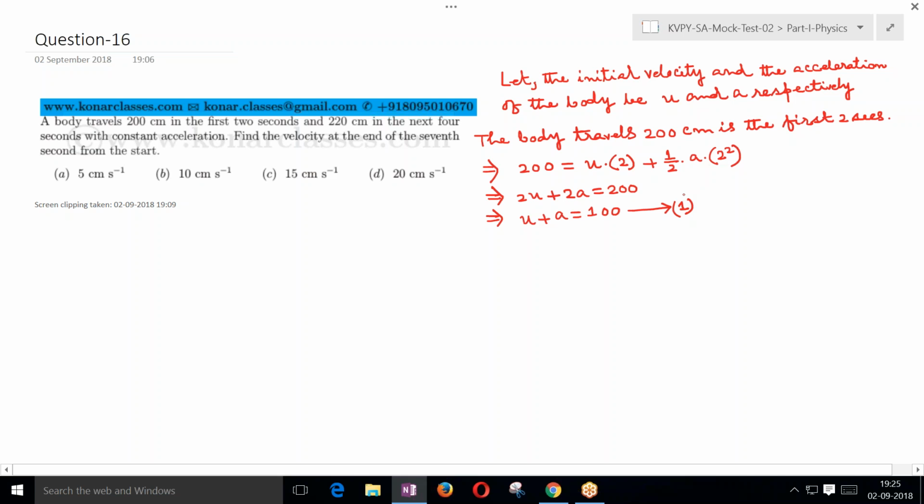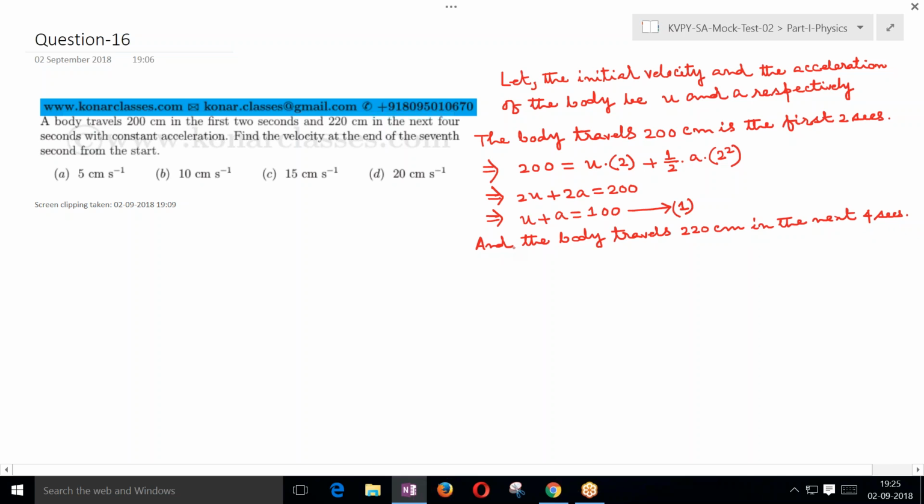Now the body travels 220 centimeter in the next 4 seconds. If you read the next statement in the question, here we'll see the body travels 220 centimeter in the next 4 seconds.